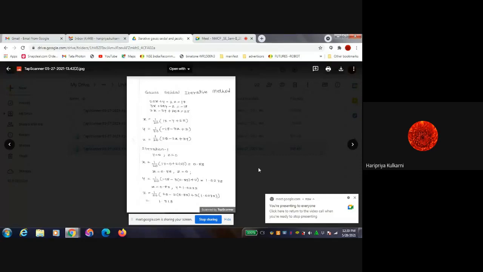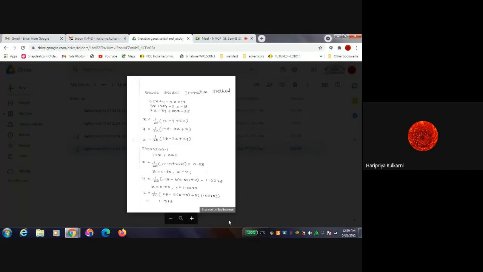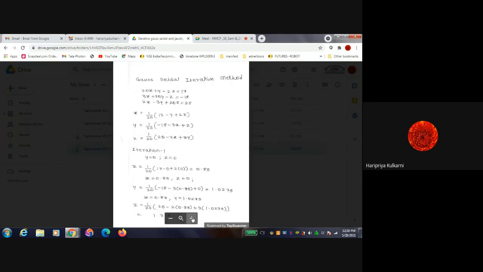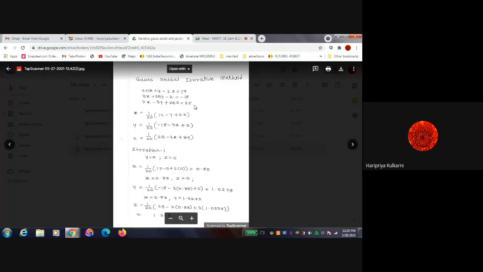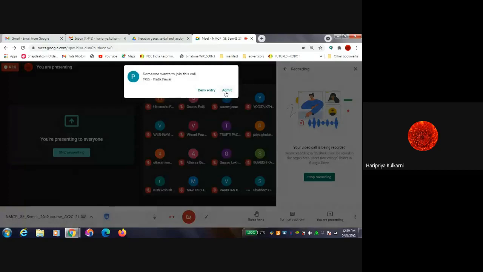Hello friends, today we are going to start with the next iterative method for solving the simultaneous equations. So we'll see the Gauss-Seidel iterative method. I will directly take the numerical. For example, we have a numerical. These are the three equations given to us which we are interested to solve using the Gauss-Seidel iterative method.